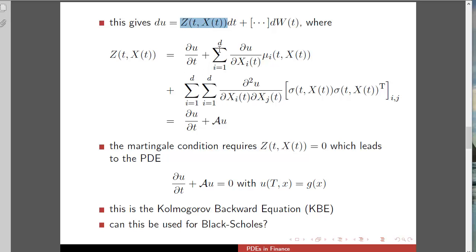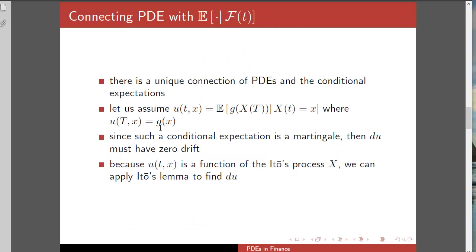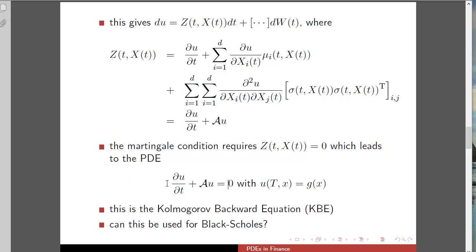So if we take this whole thing and set it equal to 0, we basically get a partial differential equation, because you have the calligraphic A that represents the partials here, and we have a partial differential equation with the terminal condition that we have defined here. This partial differential equation is called the Kolmogorov backward equation.